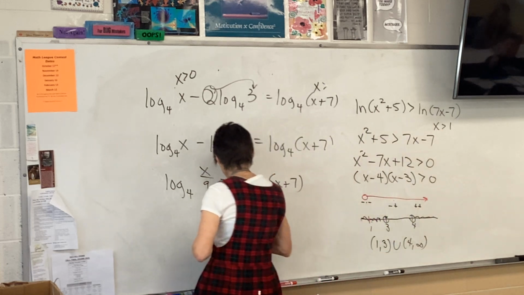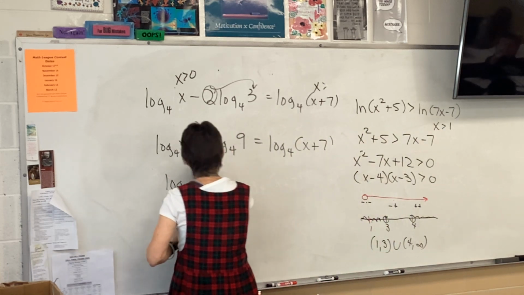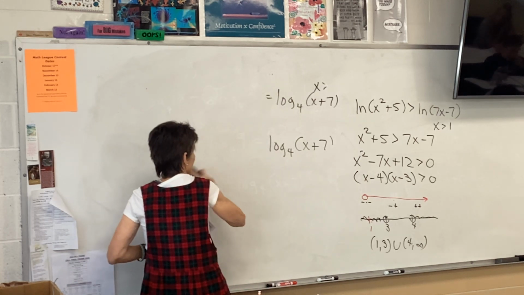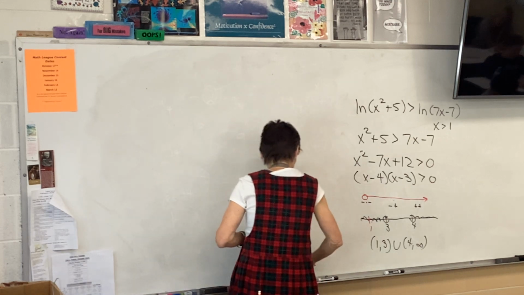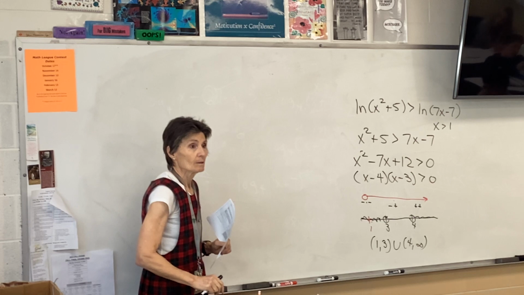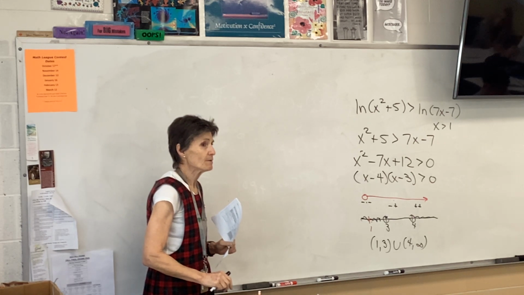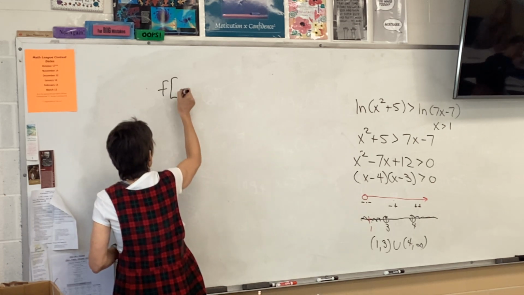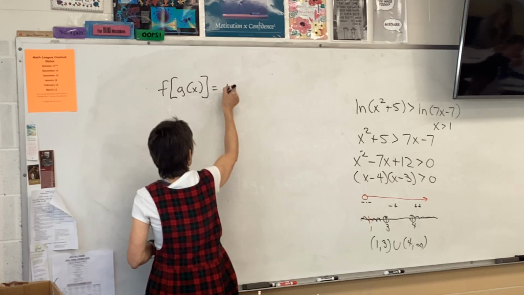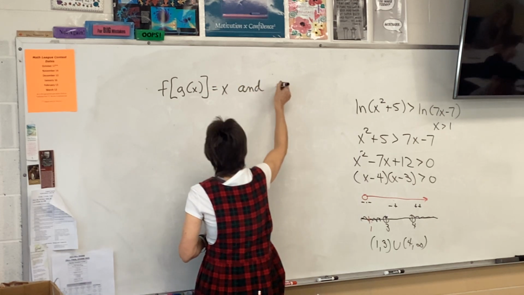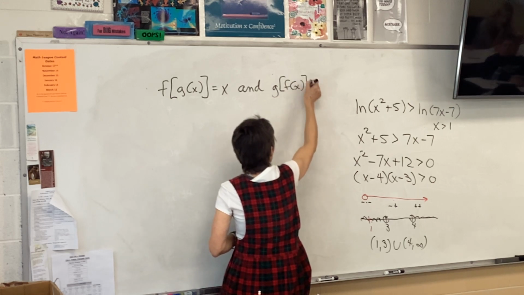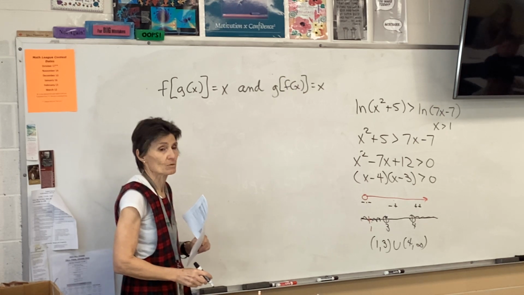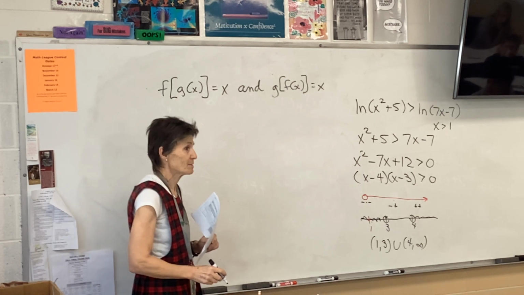How do we prove that things are inverses? There's a very specific way to do that. How do we do it? If they're inverses, put the other one in there. You build a composition. So f of g of x has to equal x, and g of f of x has to equal x. This is how you prove that f and g are inverses. You build them in composition with each other.